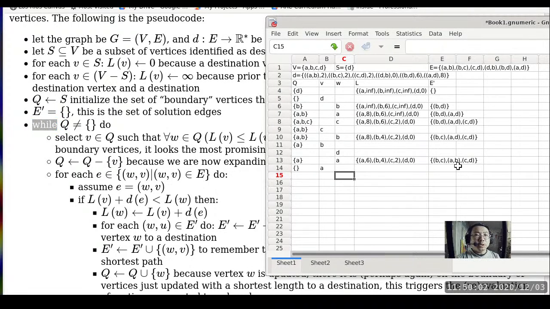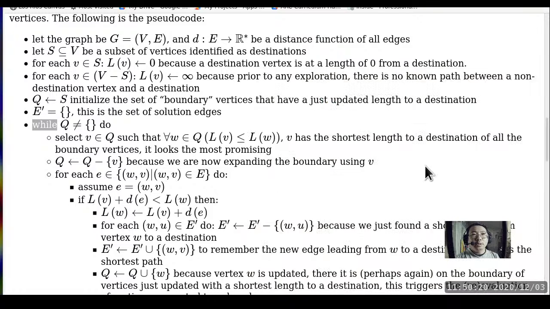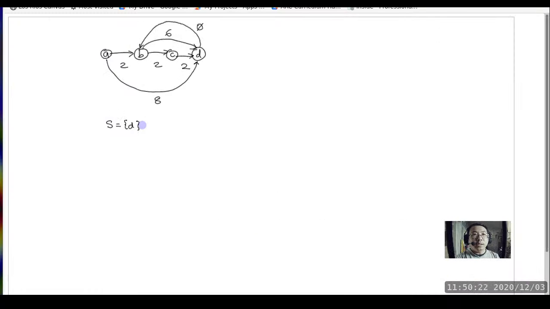So now the algorithm is done. What is the solution? Okay, what have we identified as the solution? The solution is E prime being BC, AB, and CD. So I'm going to pull this off screen for the time being, and then go to my tablet side, and this time I can now show you what it's going to look like.